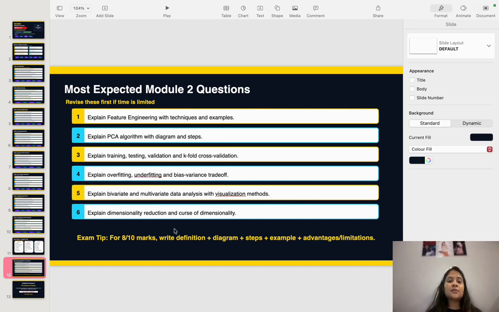So, exam tip: for 8 or 10 marks, go with the definition, diagram, steps. In the diagram you will have the flow, so you have to tell the steps of how it is going. Explain the concepts related to each other and what is happening in the process, and then go with an example. If you know advantages or limitations, you can write them, or else go with the conclusion.